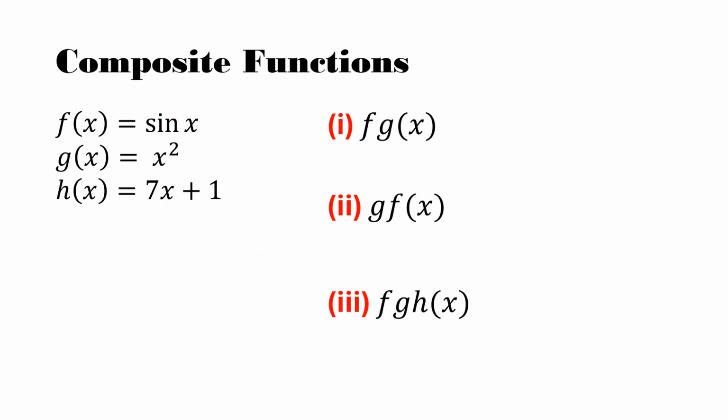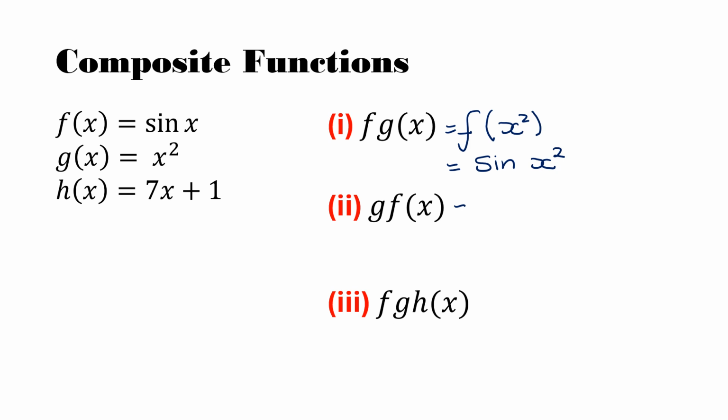So we're going to look at some composite functions. You would have studied composite functions in the function section. And composite function means that we're putting functions into other functions. So I've given you 3 functions here. f of x is sine x, g of x is x squared, and h of x is 7x plus 1. So we're going to get f after g of x, which means f after you put in g of x, which is putting in an x squared, and that means we get sine x squared.